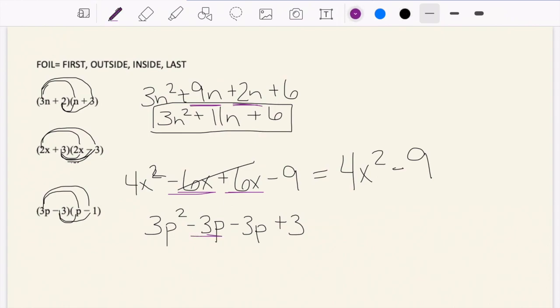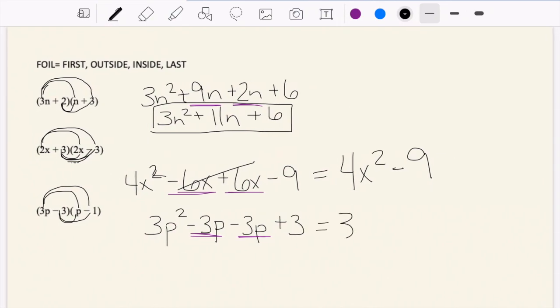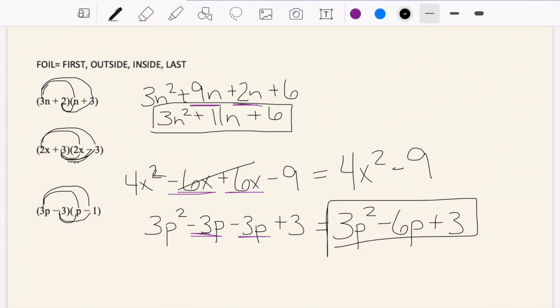Then we just look for something to combine. We have 3p squared. And then negative 3p and negative 3p becomes negative 6p, because negative 3 and minus 3 is negative 6, and then plus 3. So this would be our answer. So go ahead and try these practice problems on your own.